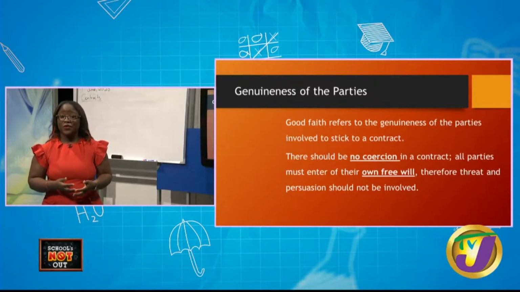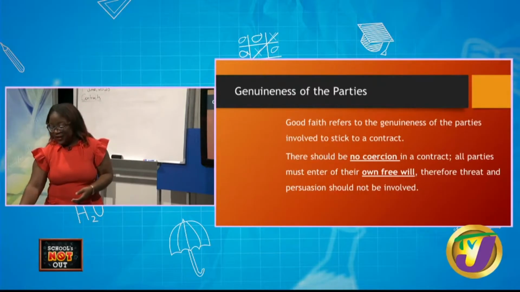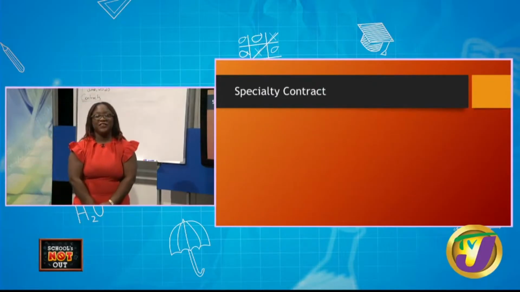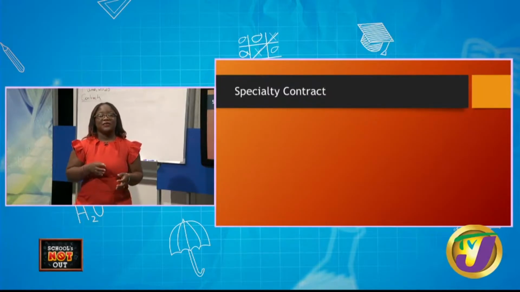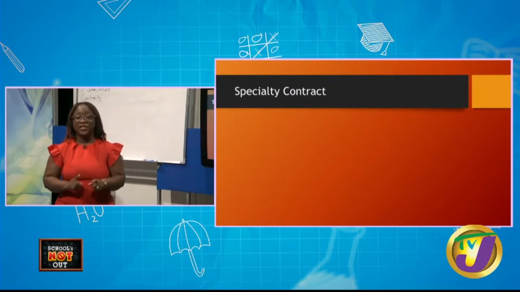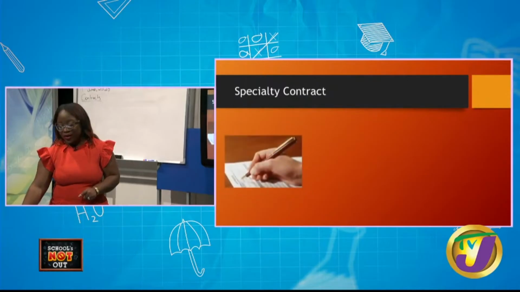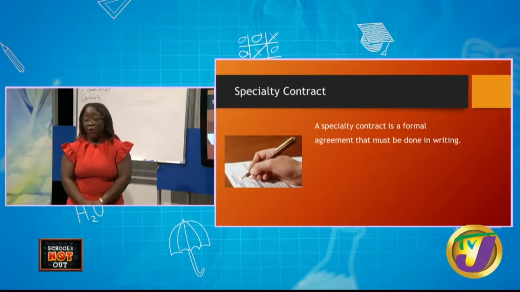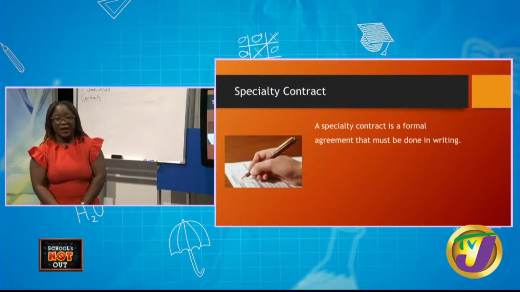Now, remember when we started, we said that we had another type of contract? Yes, and that contract is a specialty contract. If you remember when we started, we said that a simple contract doesn't need to be something written. It can be written, but it can be something that is expressed orally. However, with a specialty contract, let's look at why we refer to it as a specialty contract. A specialty contract is formal. It's a more formal agreement and it must be done in writing.